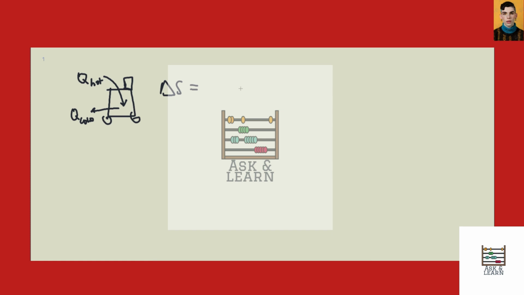So you can kind of think of this as getting the change in entropy due to the heat flow out of the hot reservoir, plus the change in entropy due to the heat flow from the cold reservoir. So heat is flowing out of the hot reservoir, so you want to do minus Q hot divided by T hot, and then plus Q cold over T cold, and that's positive because heat's flowing into it.